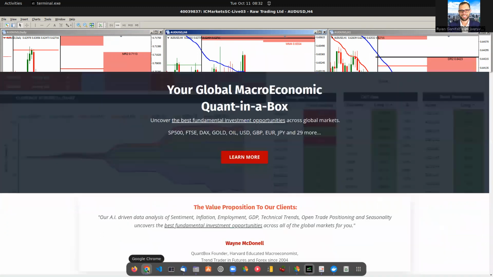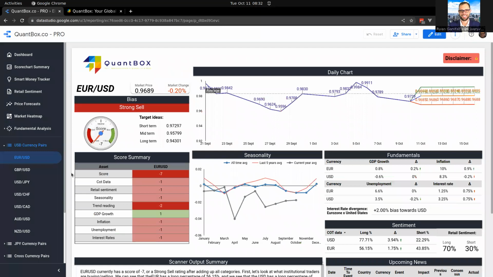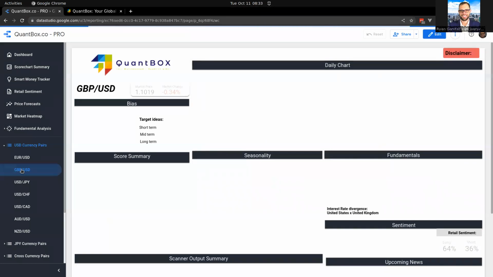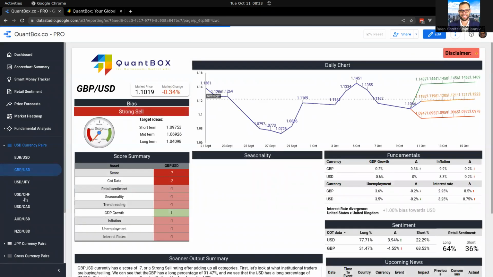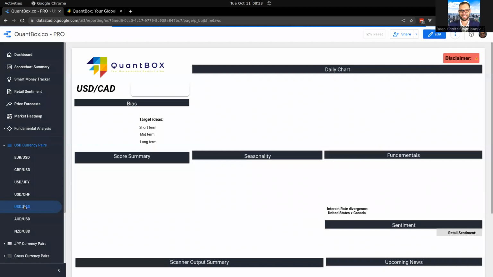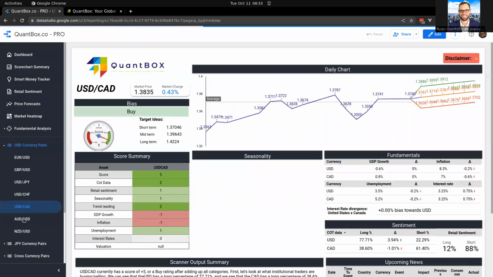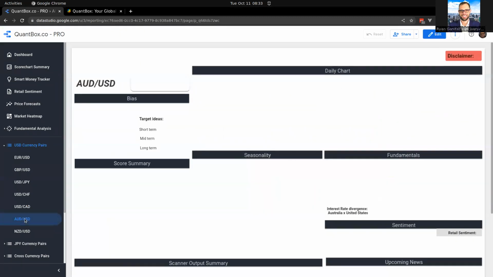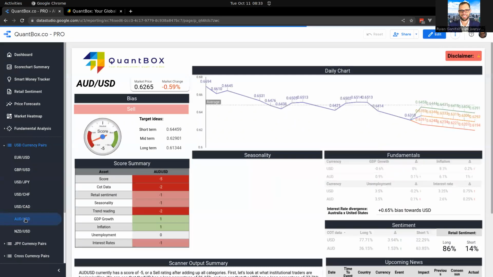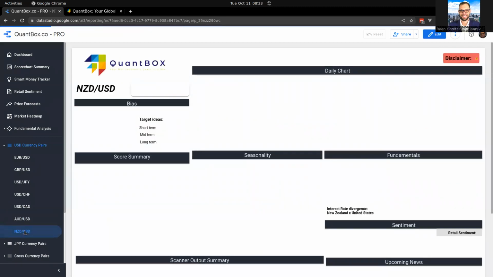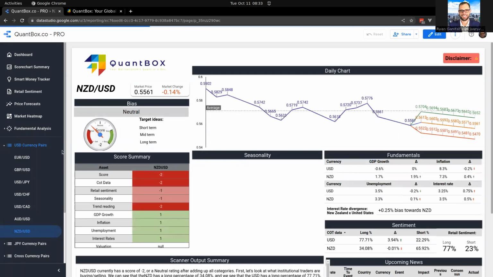Starting off with our fundamental bias, QuantBox Pro. Euro Dollar, looking for changes, still a strong sell. Pound Dollar, still a strong sell. USD CAD is still a strong buy, well, a buy. Aussie USD is still bearish. And Kiwi Dollar, yesterday we saw Kiwi Dollar being neutral, and Kiwi Dollar remains neutral.